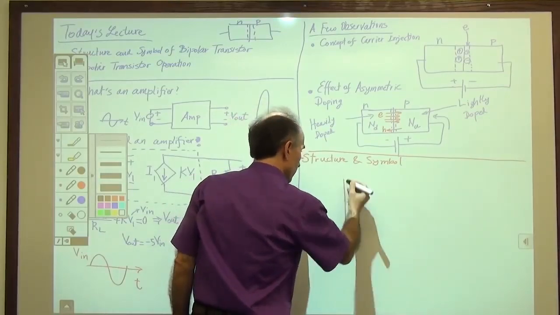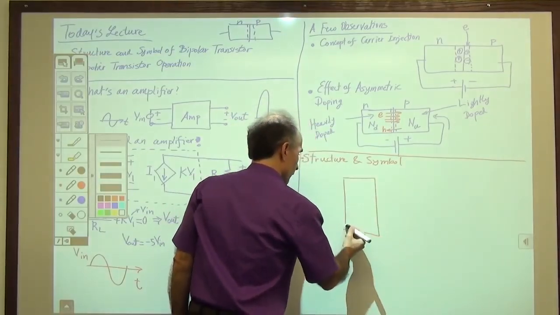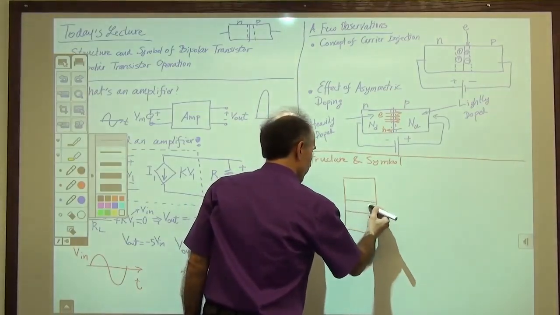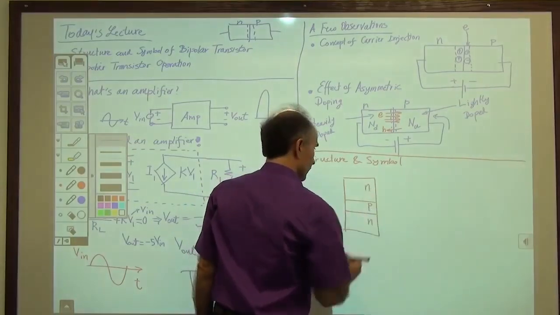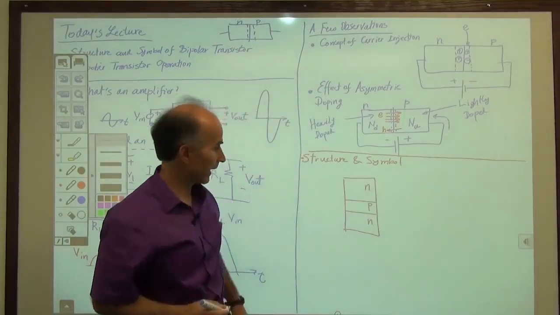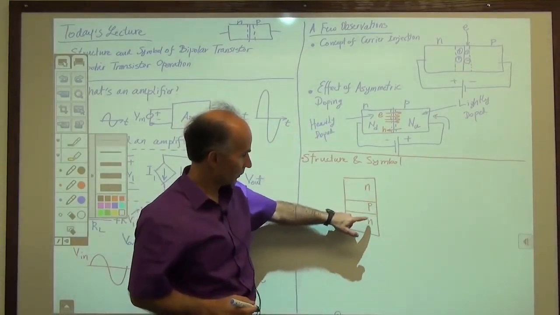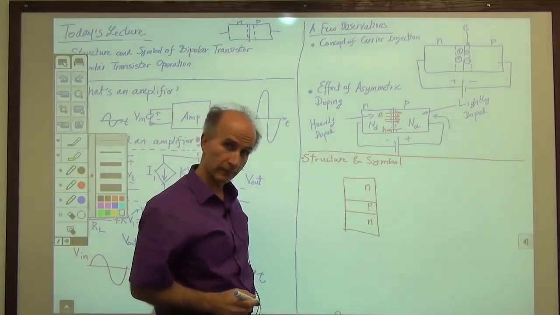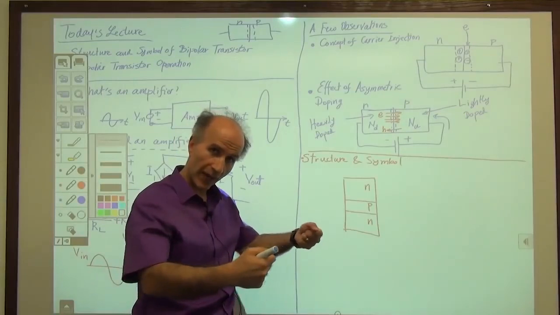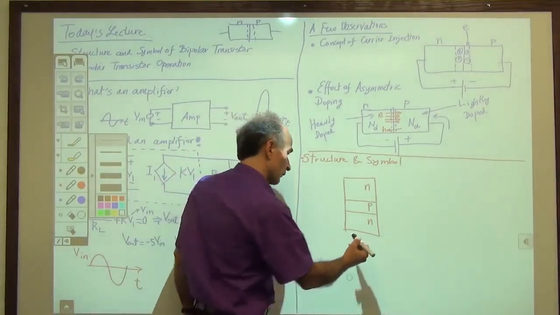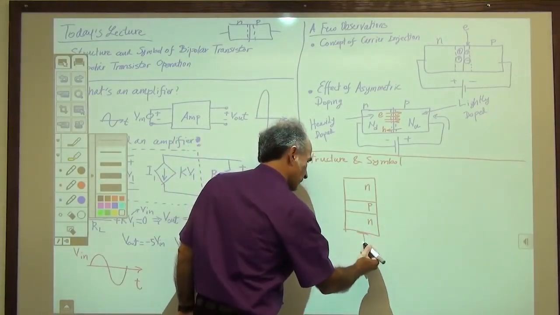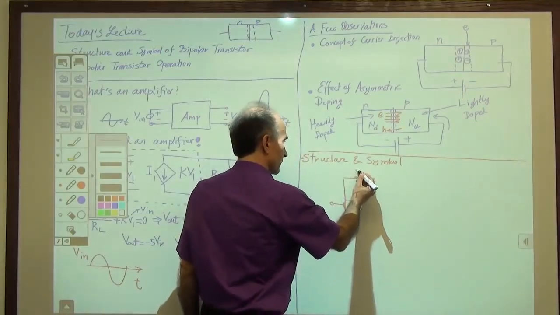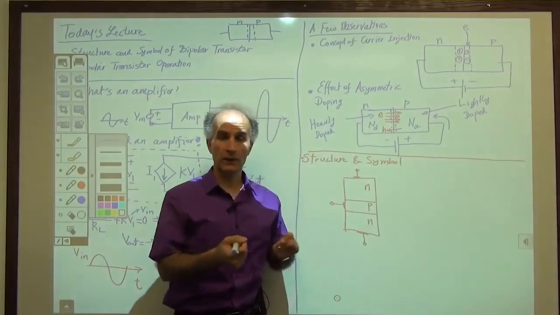We have, for example, an N section, a P section, and another N section that are attached to each other like this. So there's a junction between these two, and there's a junction between these two. And of course we need terminals to access these from outside. So for now, let's say there's a terminal here, there's a terminal here, and there's a terminal here. So we have attached wires to these 3 sections.